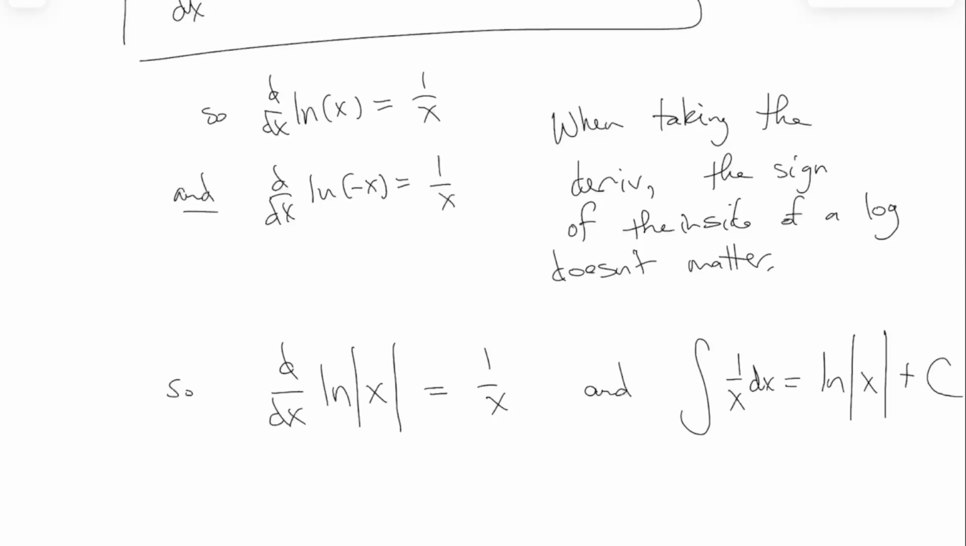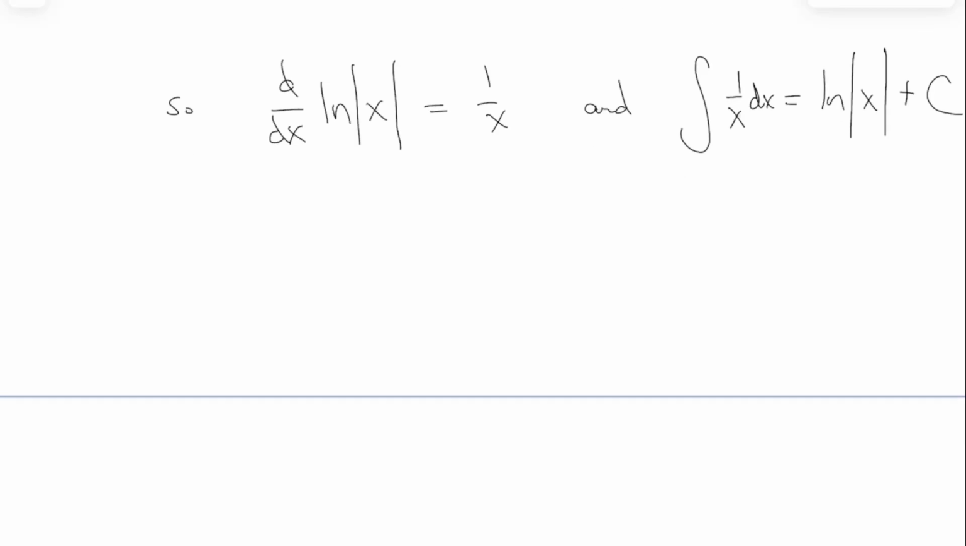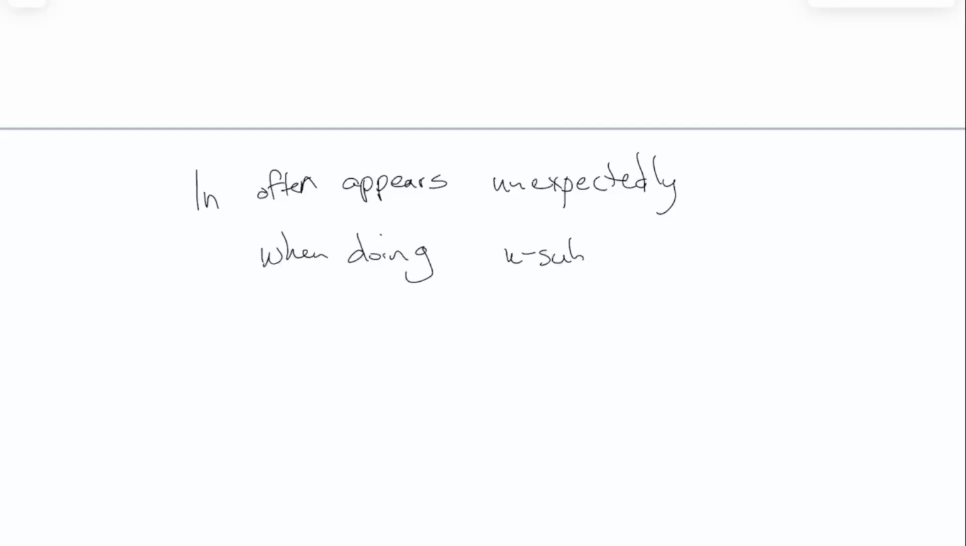All right, in our remaining 10 minutes, I would like to discuss using the log in U substitutions. So ln often appears, maybe I'll say unexpectedly, when doing the U substitutions. Here is a typical example. How about the integral of 3x over 4 minus x squared?